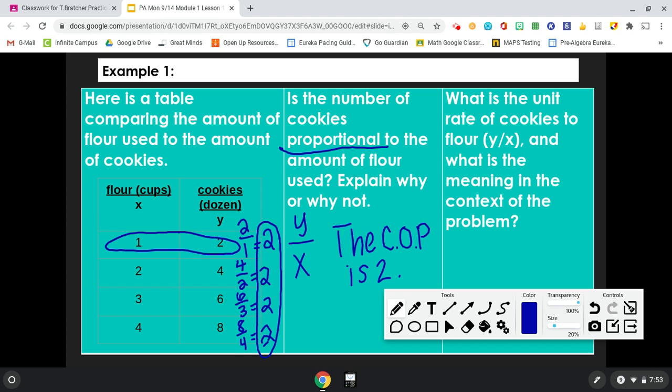And then it says, what is the unit rate of cookies to flours? And what is the meaning in the context of this problem? Well, we know that the unit rate is the same thing as the constant, but now it says, what is the meaning? So 2, and remember our y value is on top, so that's talking about 2 dozen cookies.